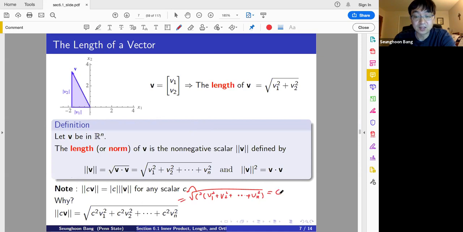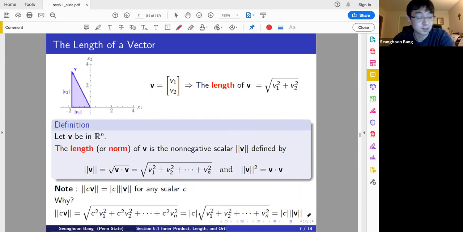What does it mean? Not c. The square root of c squared is the absolute value of c, so be careful. You take the absolute value out next to the square root of v1 squared plus v2 squared plus till vn squared. This is the same as the absolute value of c times the norm of v. So that's it. This is the answer.